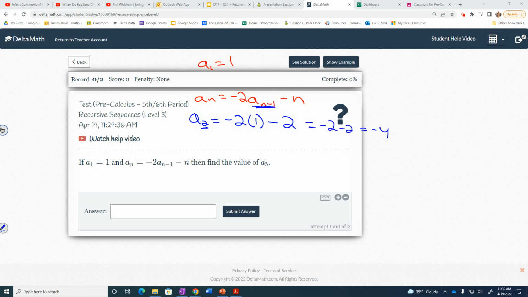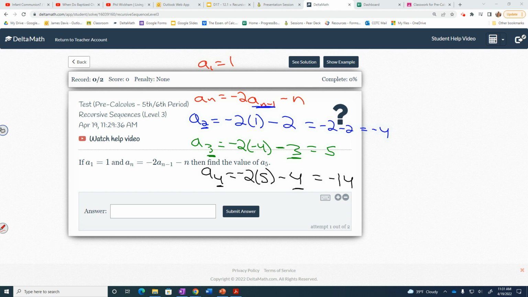So that's our answer. And then a sub 3 is going to be negative 2 times our previous term, negative 4, minus, now it's not 2 because it's changing. This is n. So whatever this number is, it'll match this number. That's n. So that's going to be positive 8 minus 3, so that would be 5. And then we do a sub 4, which is negative 2 times our previous answer, which is 5, minus 4, because that 4 is going to match. So that's negative 10 minus 4, which is negative 14.